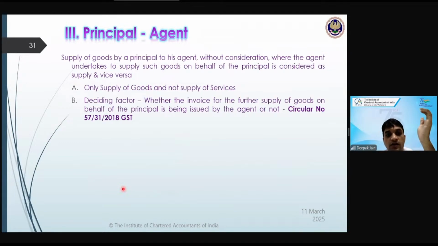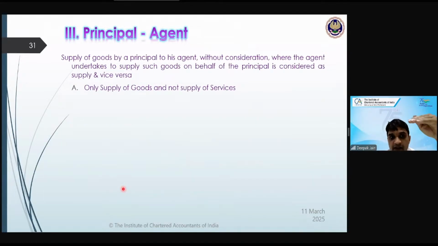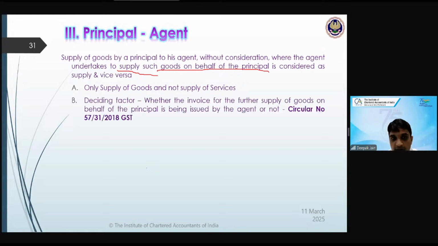Principal to agent. Now, what are the pointers to consider between principal and agent? Supply of goods by a principal to an agent without consideration, where the agent undertakes to supply such goods on behalf of the principal, will be considered as principal to agent. Very important point here: where the agent undertakes to supply such goods on behalf of the principal. Generally, there will not be any consideration because the agent is doing everything on behalf of the principal itself. It is considered a supply, and the opposite also. So, only supply of goods; supply of services is not covered.